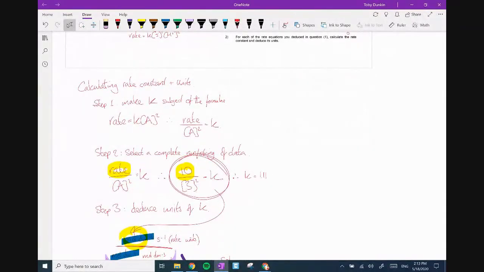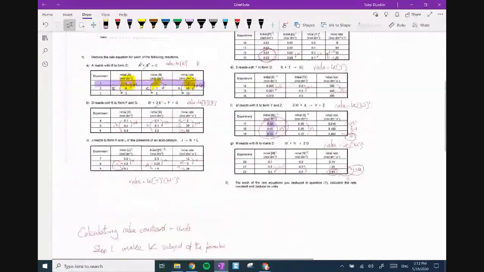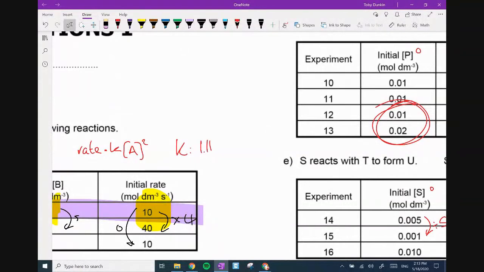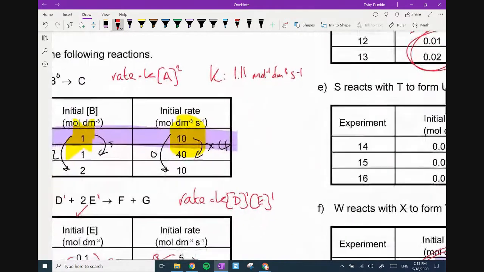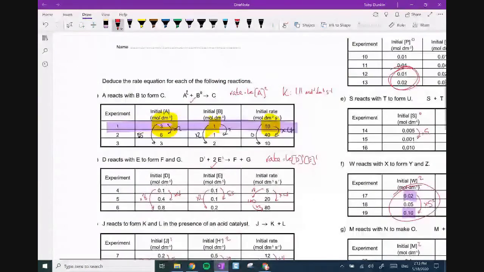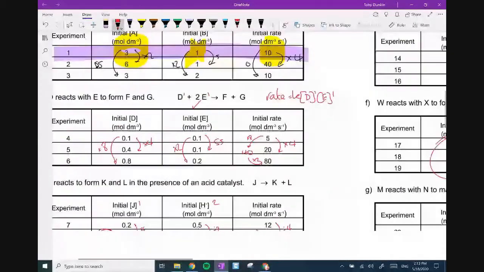1.11, yeah. And the units are 1.11 moles to the minus 1, dm to the plus 3, s to the minus 1. There you go. Right, let's do it for question 2, folks.